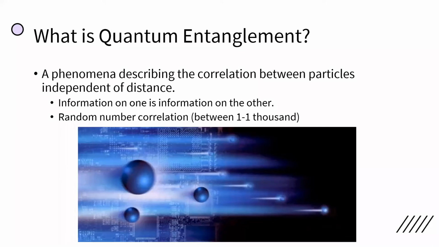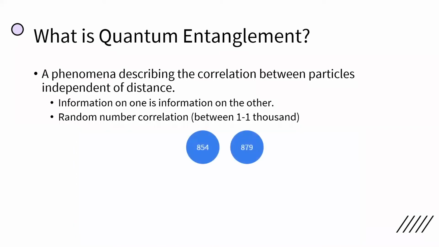So, what is quantum entanglement? Well, it's a phenomenon that describes the correlation between particles independent of distance. What you measure on one particle will be related to the measurement of another particle when they're entangled with each other. For example, you can take a random number generator between 1 and 1,000. If you were to measure two particles that were entangled, both of their measurements would be related to each other because they're within the same range.